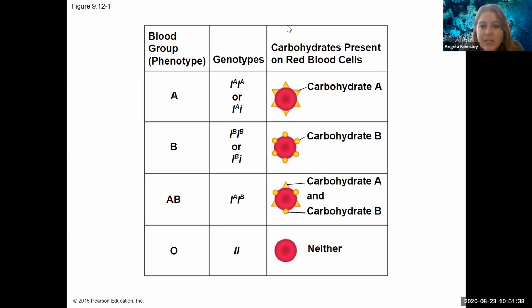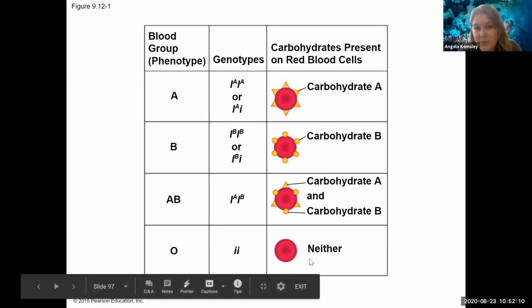Now if you take a look, you can actually physically see the difference here. Blood groups are defined by different types of carbohydrates. There's a carbohydrate A, these little spiky ones. There's a carbohydrate B, which are these little circles. And if you take a look at AB, you'll see the codominance. If you are AB, you have both carbohydrate A and carbohydrate B, and they both show up on your red blood cells. So there's the codominance. Both of those alleles are showing because they are codominant. And then for O, you have neither of the carbohydrates.